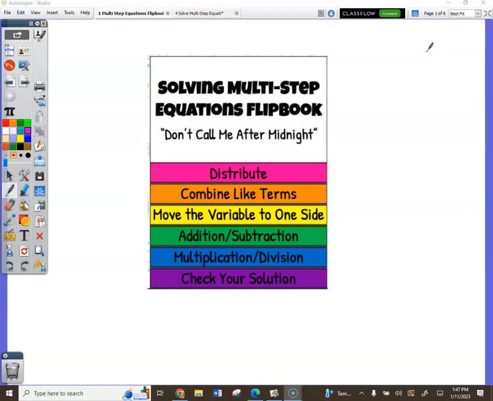Okay, so we're going to look at this Flipbook and fill it in. This is page 6, Don't Call Me After Midnight, Solving Multi-Step Equations Flipbook. The reason it says Don't Call Me After Midnight, it's an acronym.